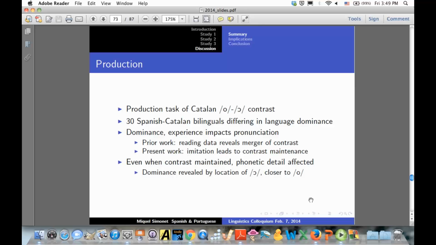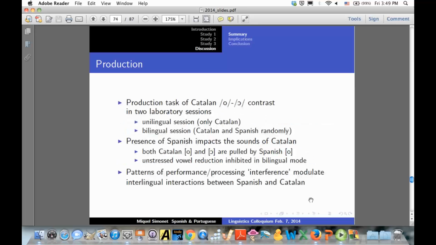But also, even when the contrast is maintained, the phonetic detail is affected, and so the Spanish dominance of the speakers is revealed by the location of A, which is closer to O if they are more Spanish dominant. Regarding the two sessions, or the effects of language mode, it was found that the presence of Spanish words impacted the sounds of Catalan in some way, so that both Catalan O and A were pulled by Spanish O, or attracted to it, or it seemed to.